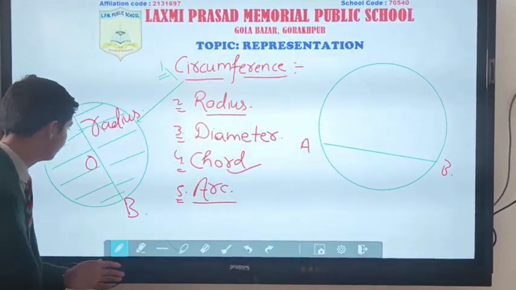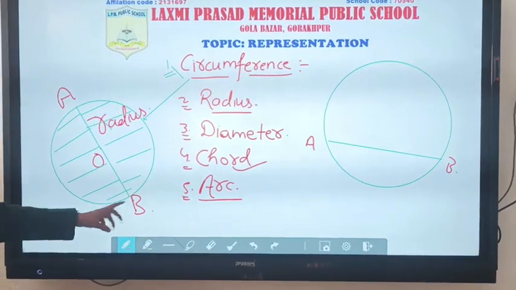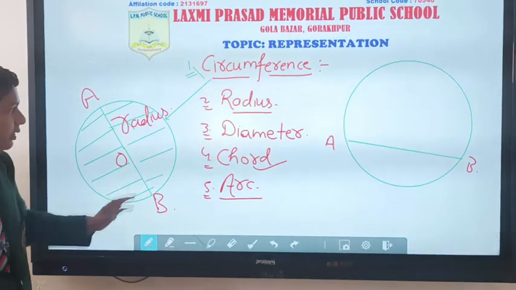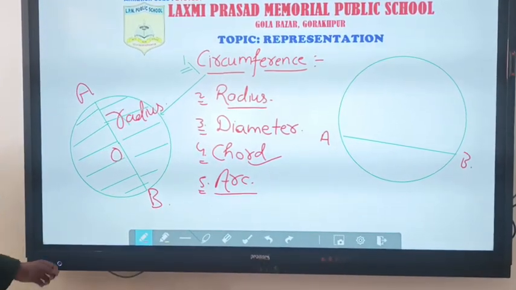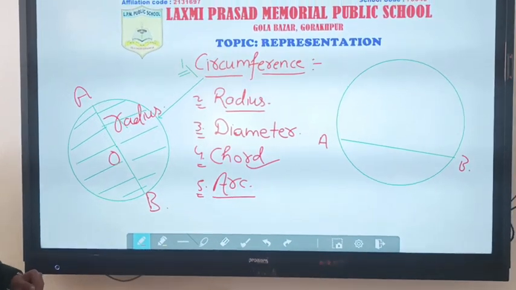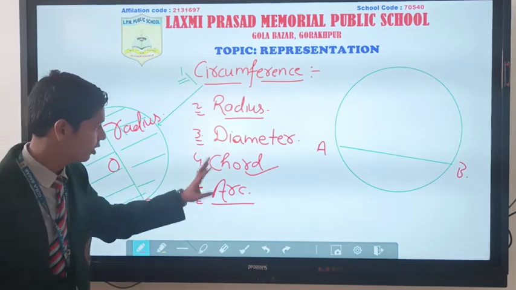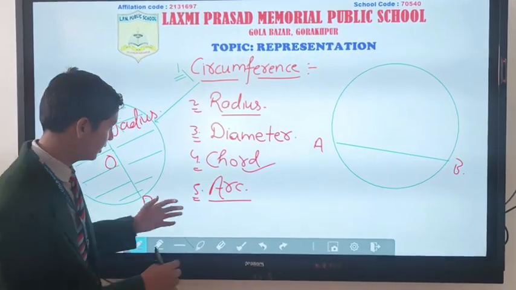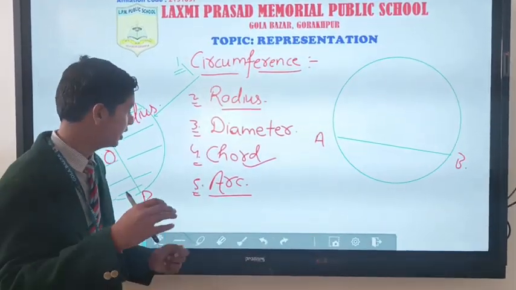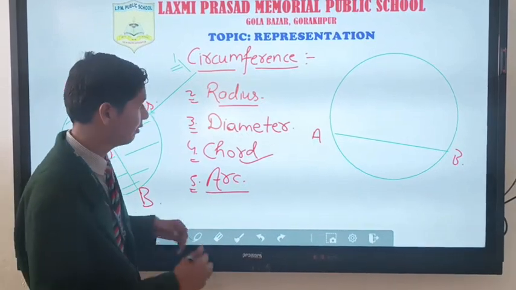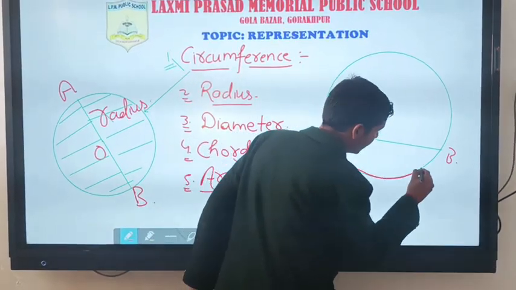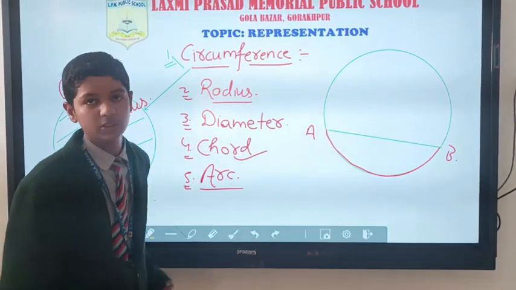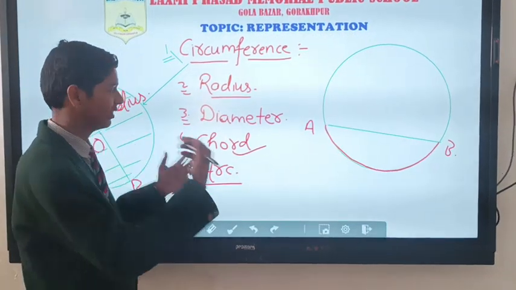In this figure we also observed that AB is a line that we classified as a diameter, and it also connects two different points on the circumference of the circle. So yes, the diameter is also a type of chord. Now let's understand the arc. An arc is a part of the circumference. If I highlight this part from A to B, this part is known as an arc. These are the basic terminology related to the circle.